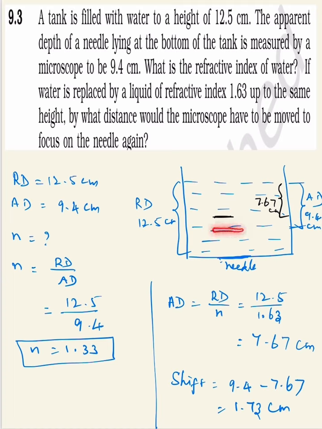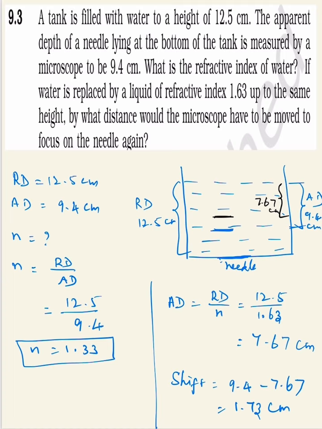Here it is seen to be here. So this depth is 9.4 centimeter apparent depth. Now it is asked what is the refractive index of water. So it is simple. Real depth is given, apparent depth is given. We are asked for refractive index, and we are familiar with this formula. N is RD by AD, real depth by apparent depth. So substitute the values, 12.5 by 9.4, we get 1.33 to be the refractive index of water.